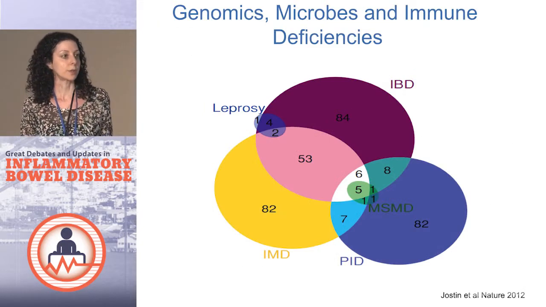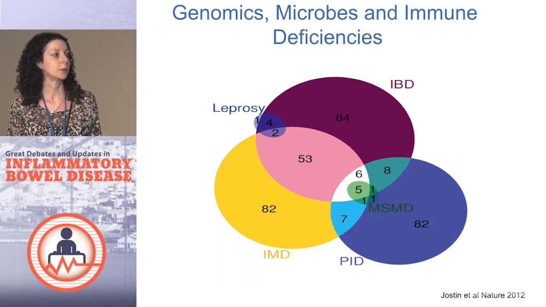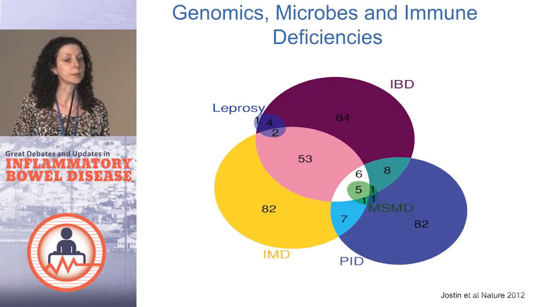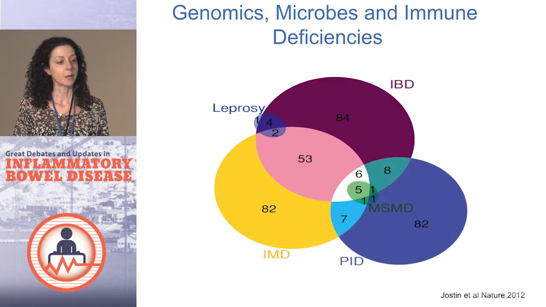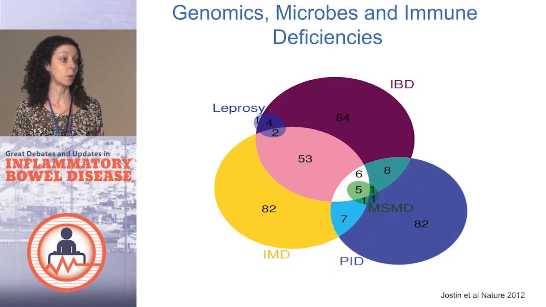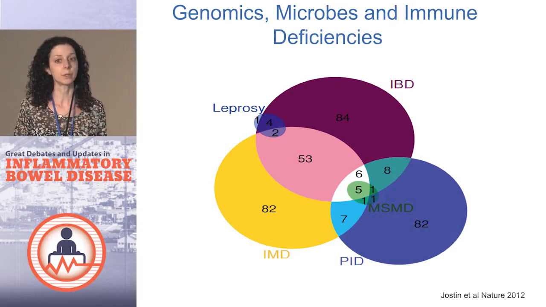So Jostins and colleagues published their landmark paper in 2012 that taught us a tremendous amount, and is still teaching us a tremendous amount, about the pathways involved in IBD for all ages. They demonstrated there are 163 risk loci associated with the disease, 71 of which were pretty new. We didn't really know much about them.